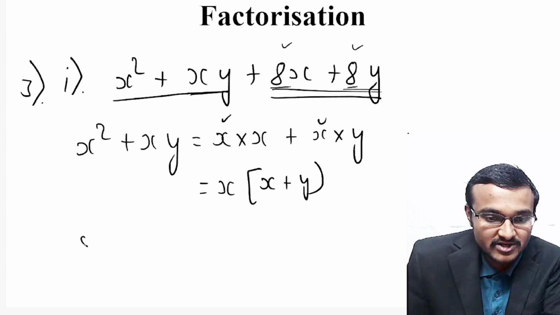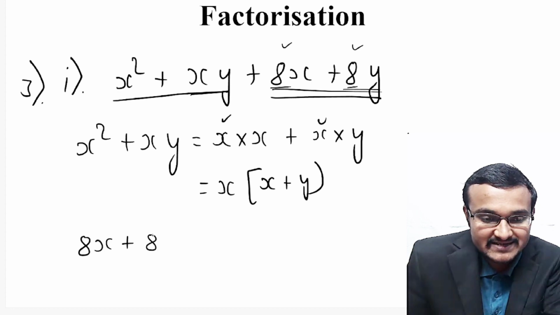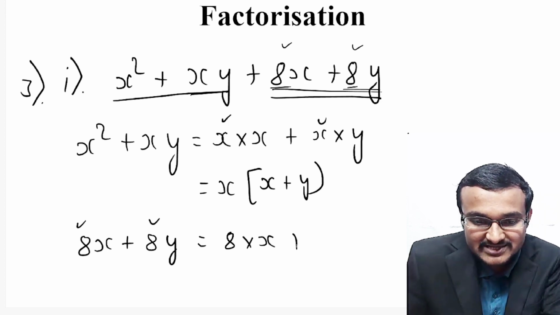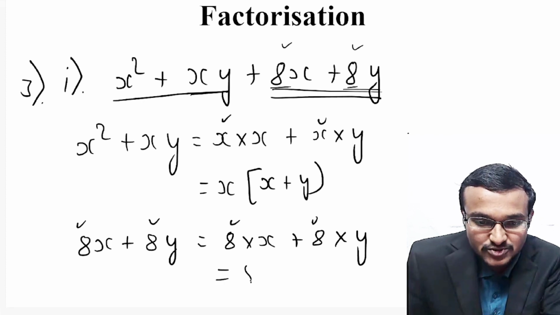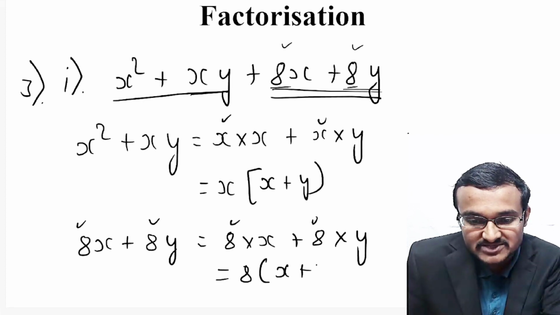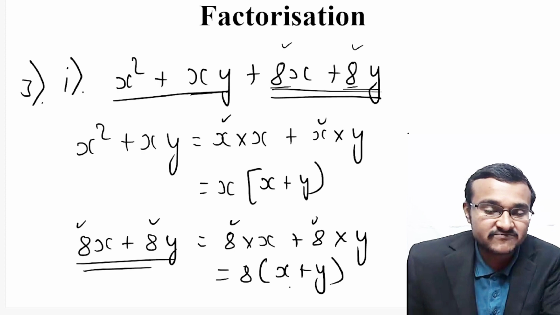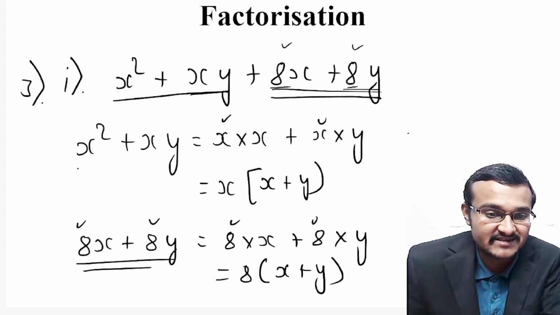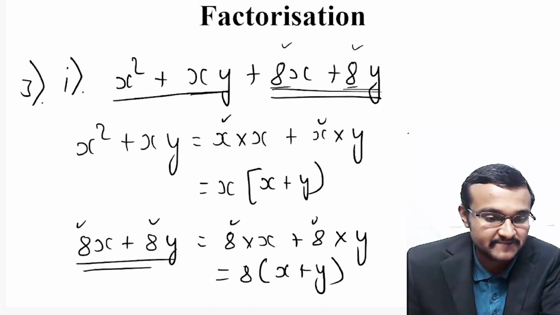Now take this second group. So 8x plus 8y is there. So what is 8x plus 8y? Here 8 and 8 are common. So you can write this as 8 into x plus 8 into y. You can take this 8 as common. So x plus y will be remaining. So 8 into x plus y are the factors for 8x plus 8y. x into x plus y are the factors for x square plus xy.